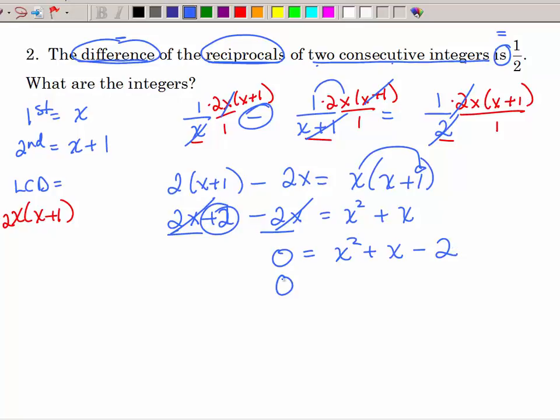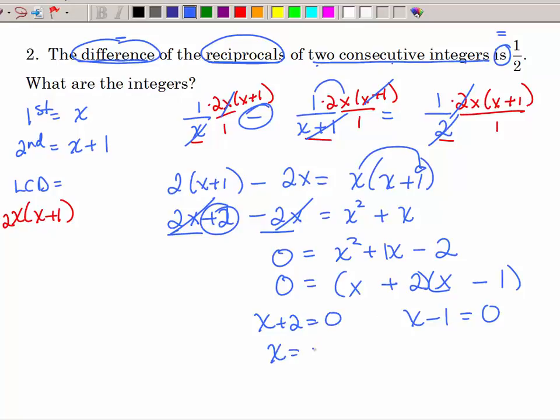So one more time, I'm going to factor. I think that's going to be pretty easy here because I know 2 times 1 is 2. I need to make that positive and that negative to get that positive 1 in the middle. So I have x plus 2 is equal to 0, and x minus 1 is equal to 0. So x is negative 2, or x is positive 1.